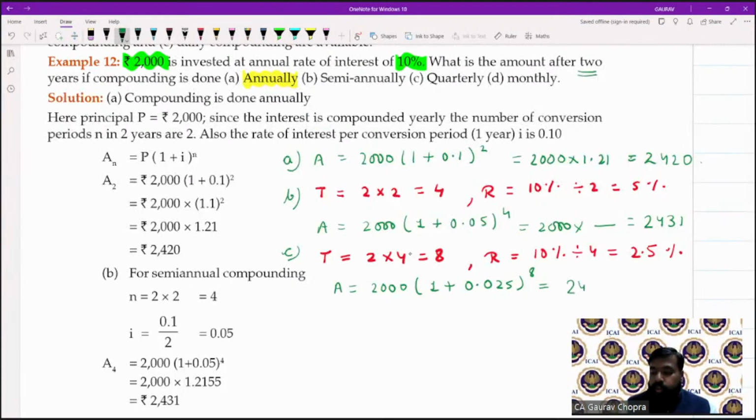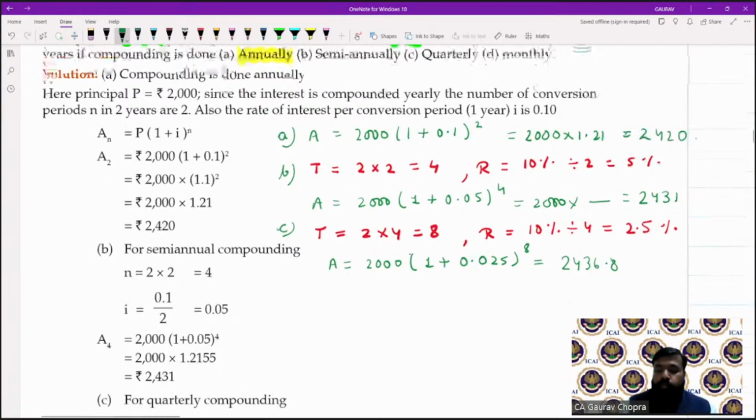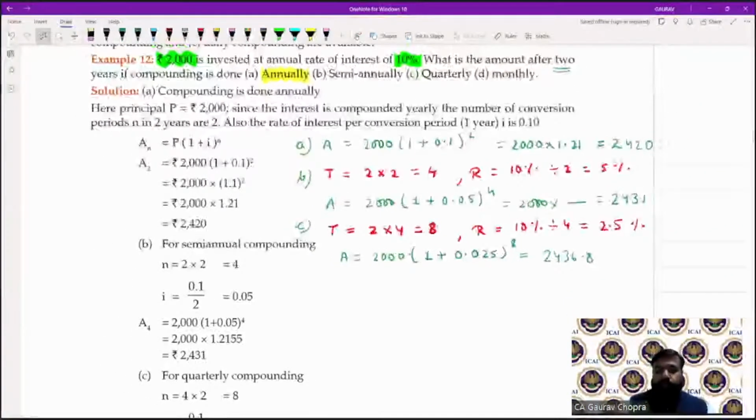So 2436.8. 2436.8. This is the C part. Yes, everybody has given the answer. Dimple, Aditi, Aryan, Ritu, Shruti. Great. Manish.